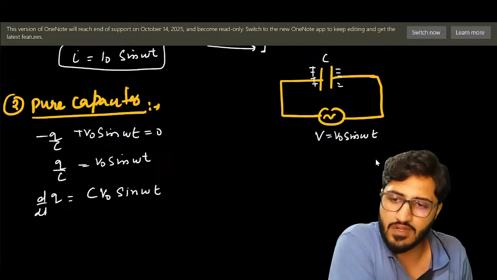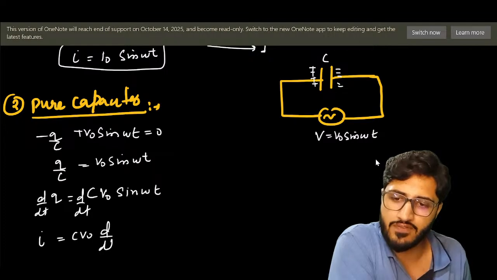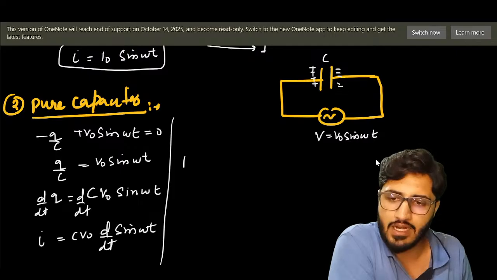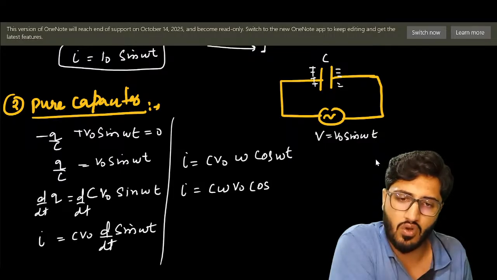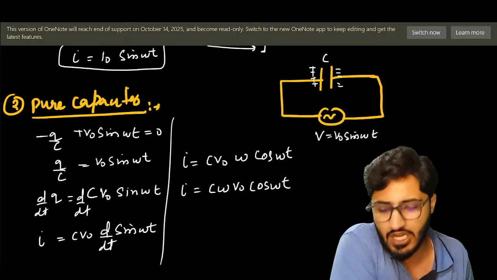Differentiate both sides with respect to time. So the current equals C V naught times the differentiation of sine omega t. I can write I equals C V naught, it will be omega and cos omega t. Then I came out to be C omega V naught cos omega t. Now change this one.